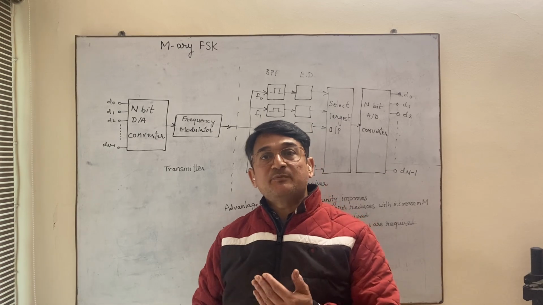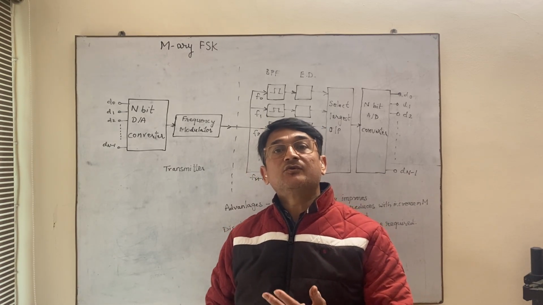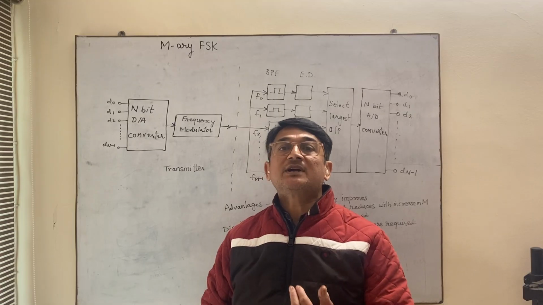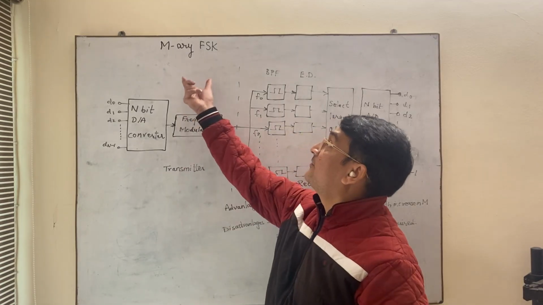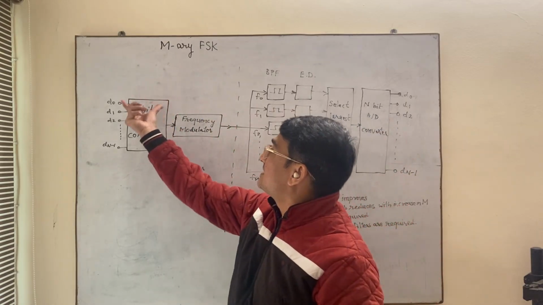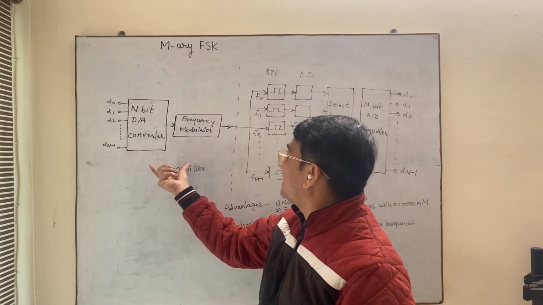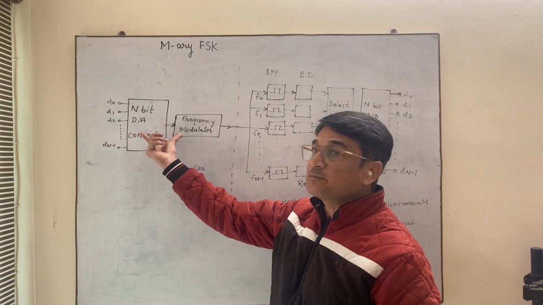As in BFSK we were transmitting only 0 and 1, we had only two frequencies, omega c plus omega and omega c minus omega. There were two frequencies in BFSK. There will be M different frequencies in M-ary FSK. Basically this is the transmitting section and this is the receiver section. First we will understand how transmission is done.